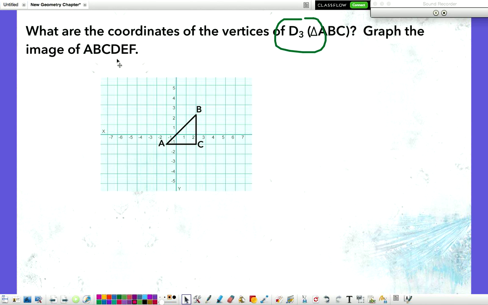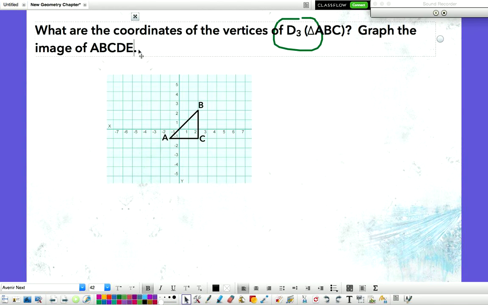Okay, and I don't know why this says A, B, C, D, E, F. Just take that off. Okay, so my original A coordinates are -1, -1. B is 2, 2. And C is 2, -1.